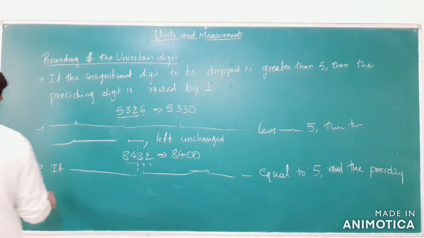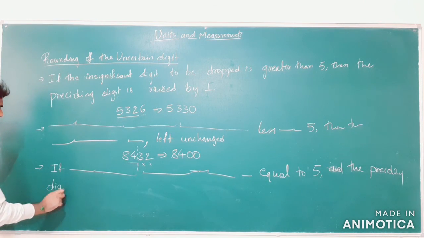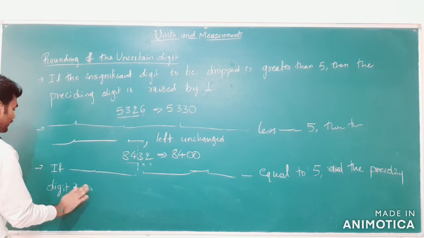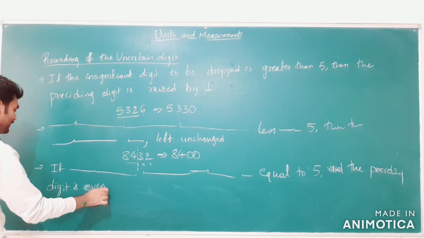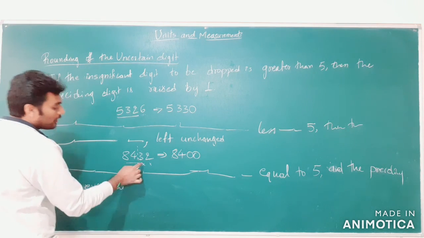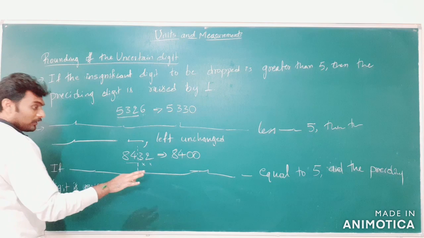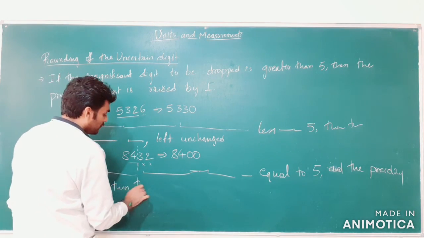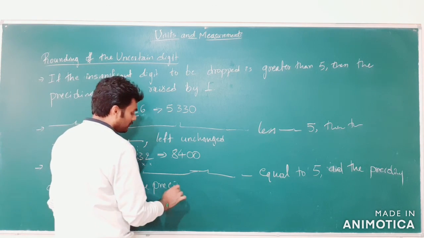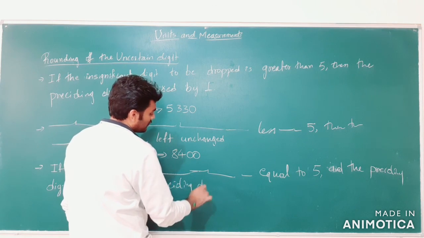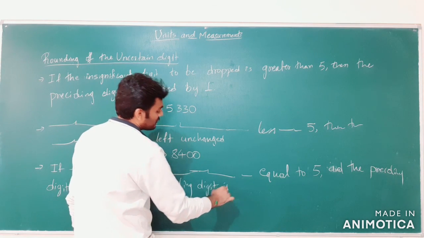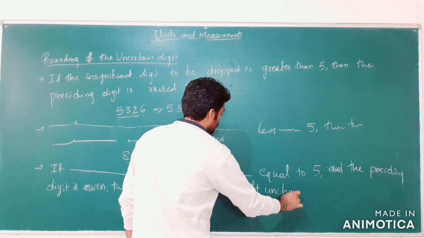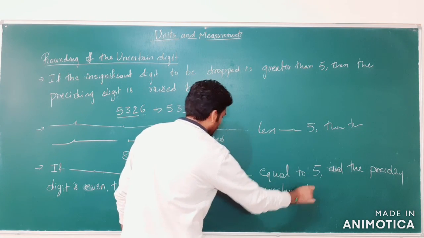Equal to 5, and the preceding digit is odd, or let me take even first, is even. I'll give you the example, then you'll answer. If the preceding digit is even, then the preceding digit is left unchanged.